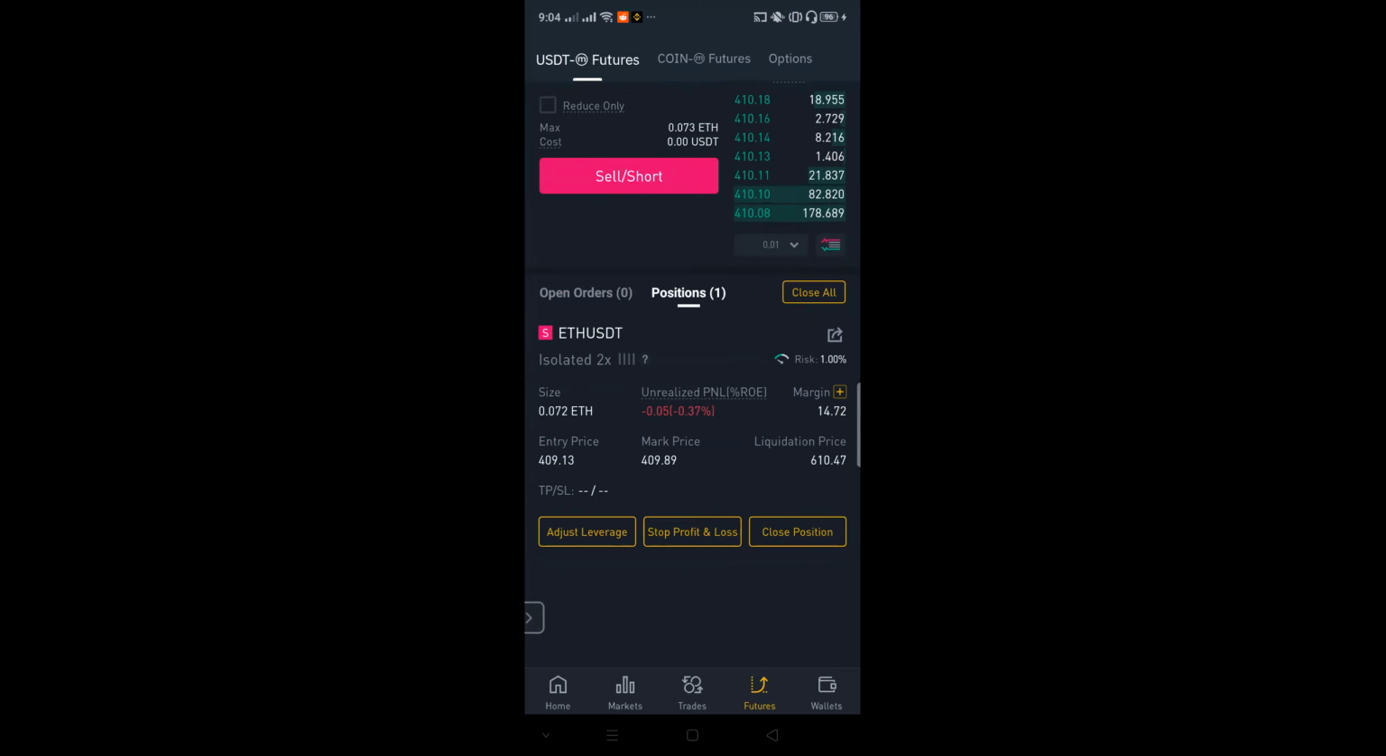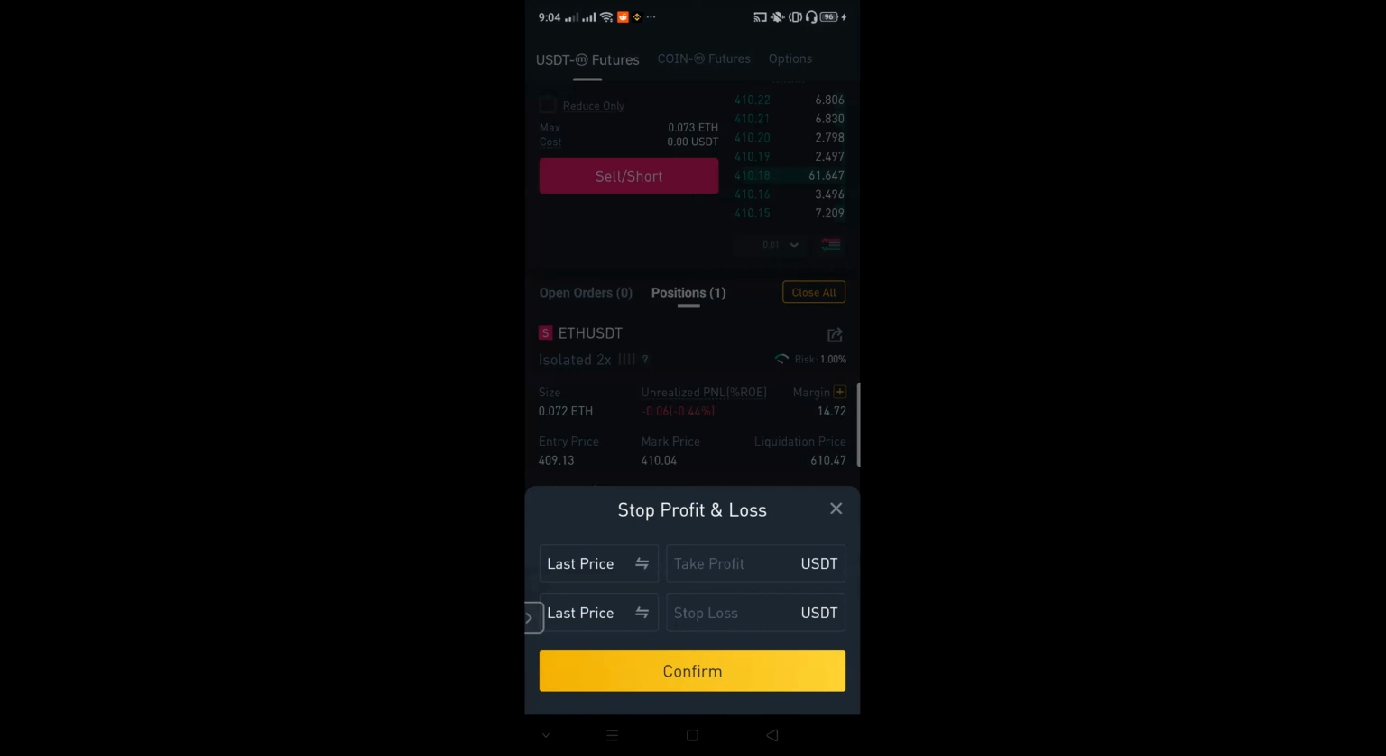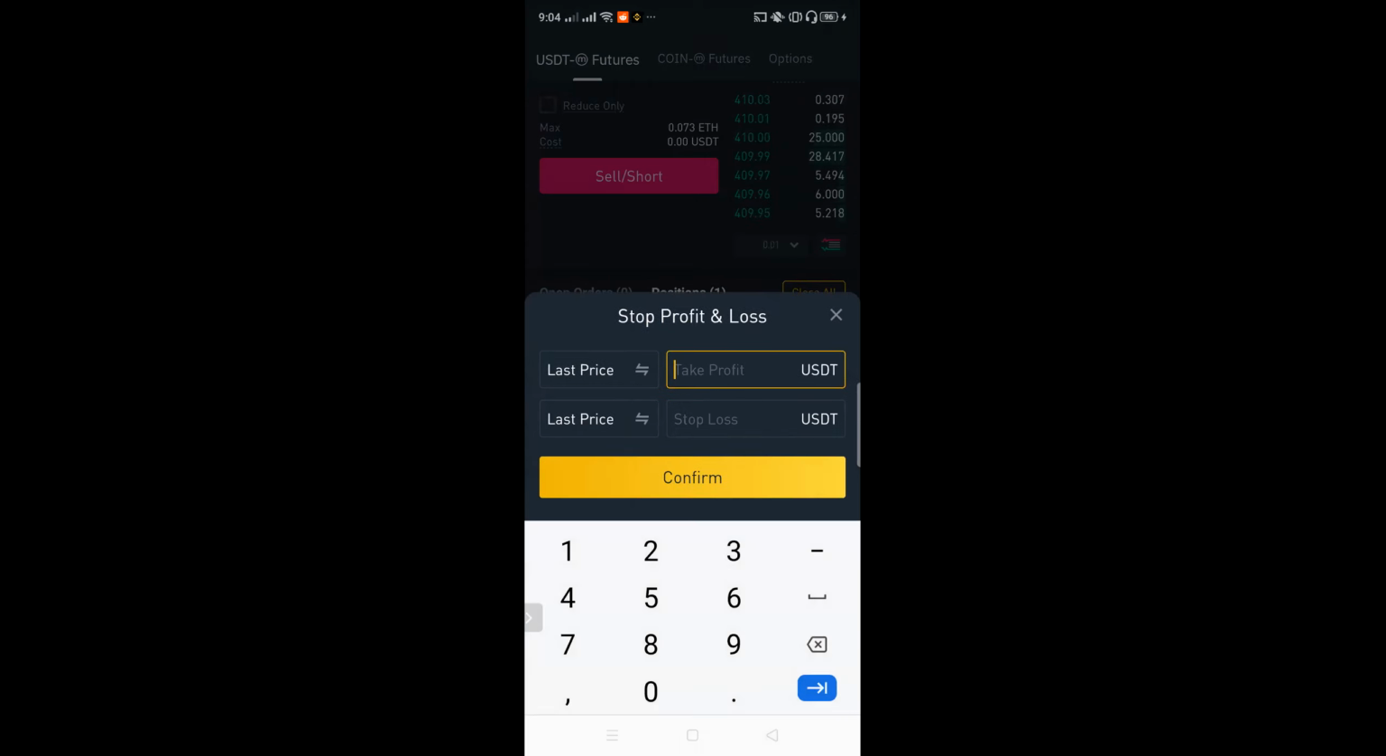Now, if I want to set this stop loss and take profit, I'm going to click on take profit and stop loss. Now you can see it's showing me last price for the take profit and last price for the stop loss. Now my take profit must be lower than my entry. And what is my entry? 409. That is my entry.